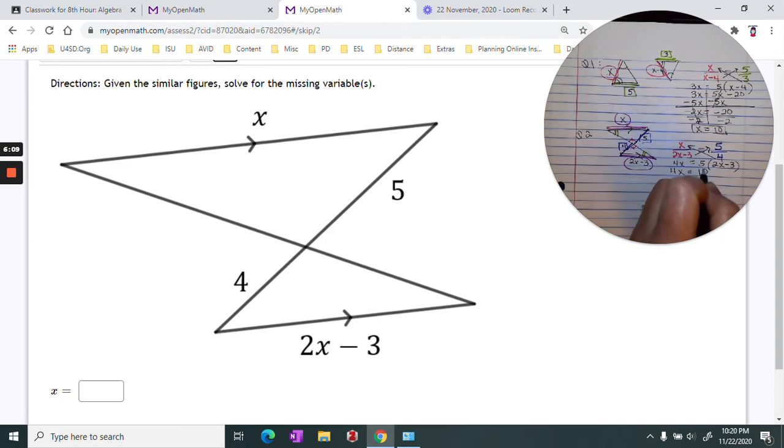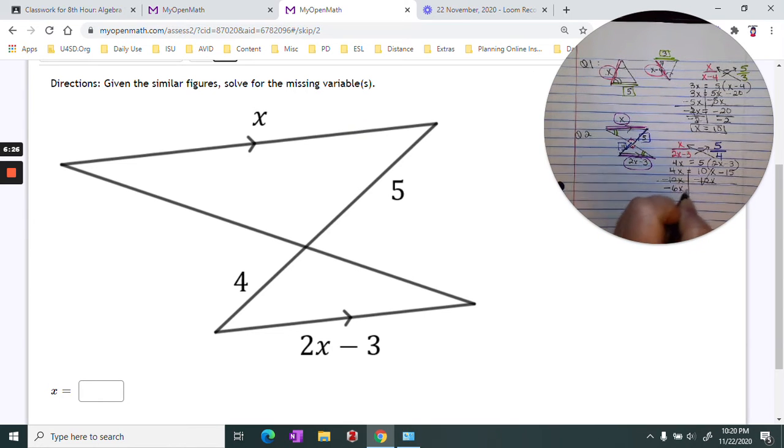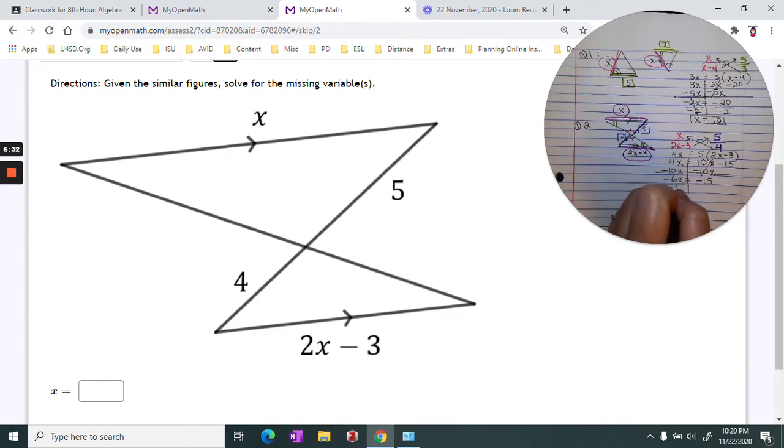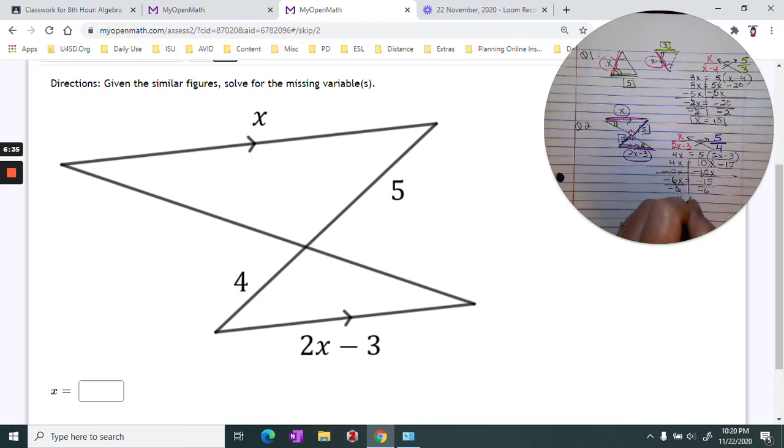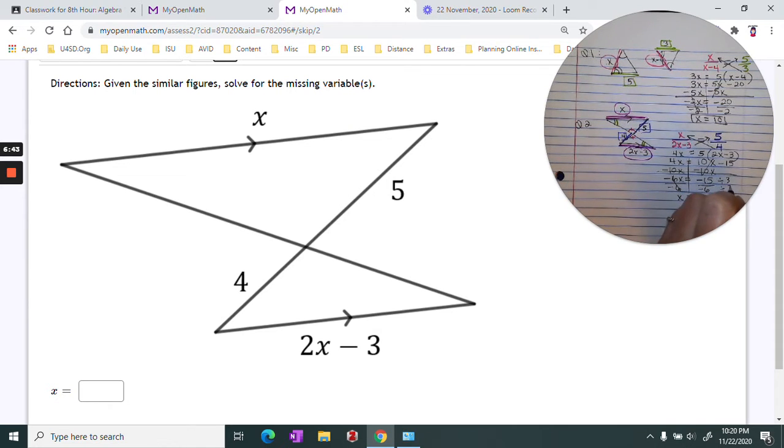4x equals 10x minus 15, because 5 times 2x is 10x and 5 times negative 3 is negative 15. I am going to subtract 10x from both sides, and I get negative 6x equals negative 15. Divide both sides by negative 6, and we get x equals, a negative divided by a negative is positive, and this reduces. These are both divisible by 3, so that gives me 5 over 2.